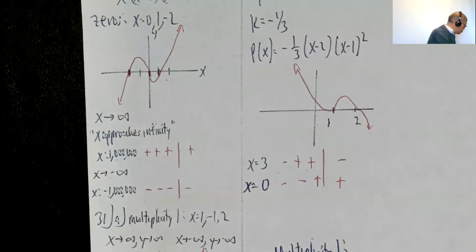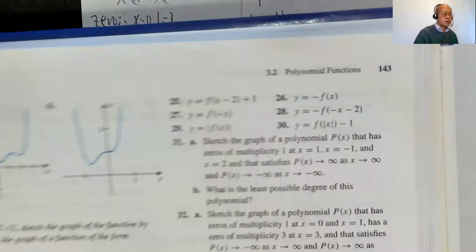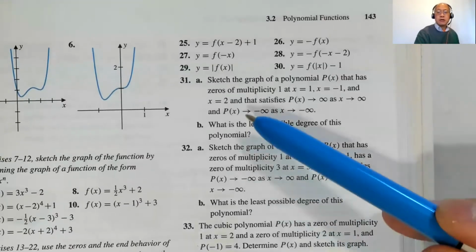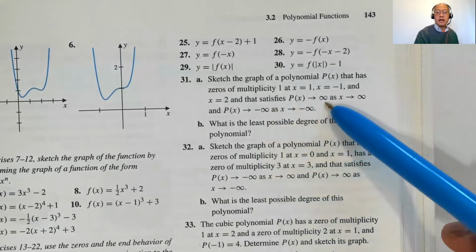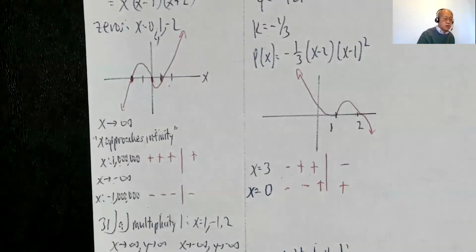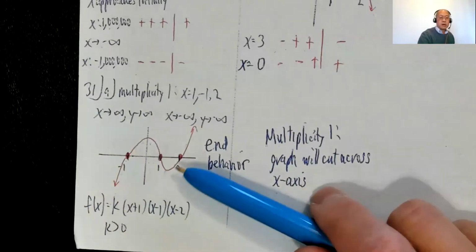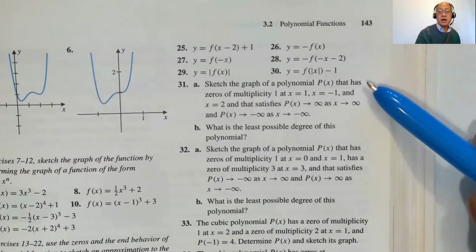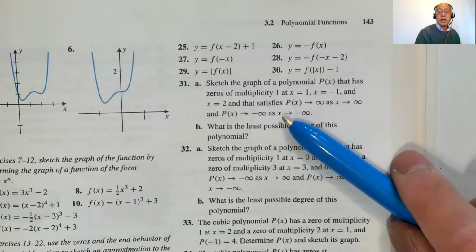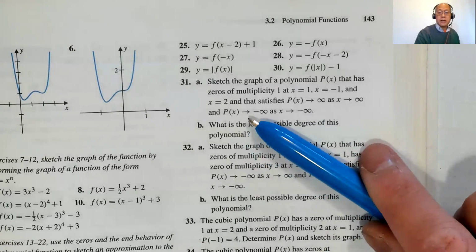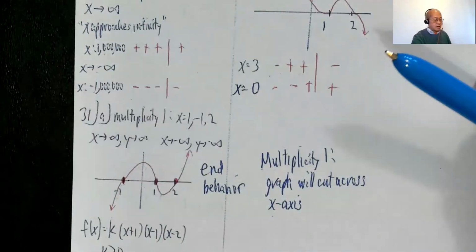All right, 31. A little bit unusual. Sketch the graph of a polynomial that has zeros of multiplicity 1 at 1, negative 1, and 2. Okay, so we have 1, negative 1, and 2. And p of x goes to infinity as x goes to infinity. p of x goes to negative infinity as x goes to negative infinity.